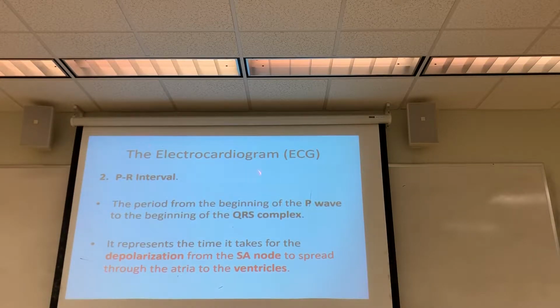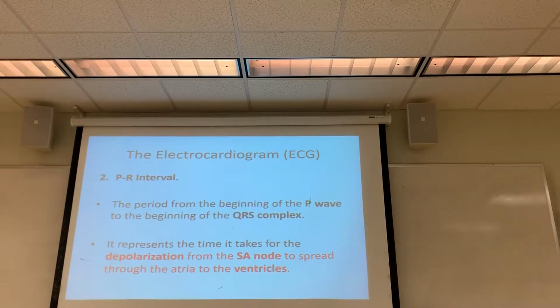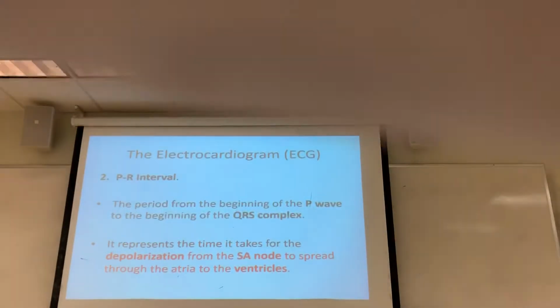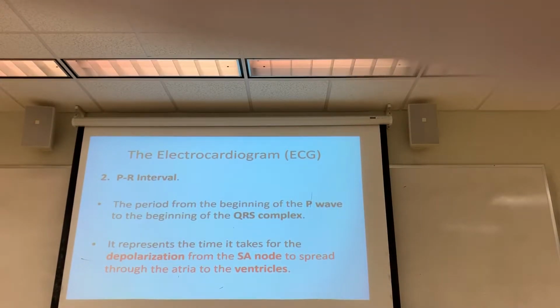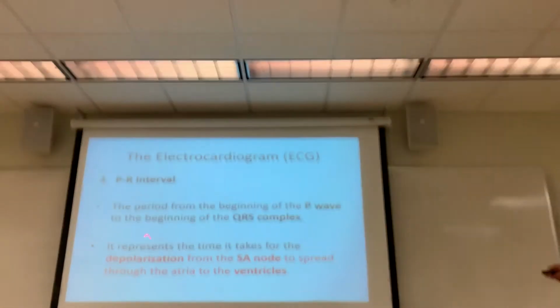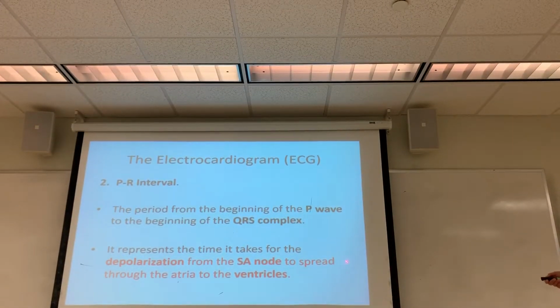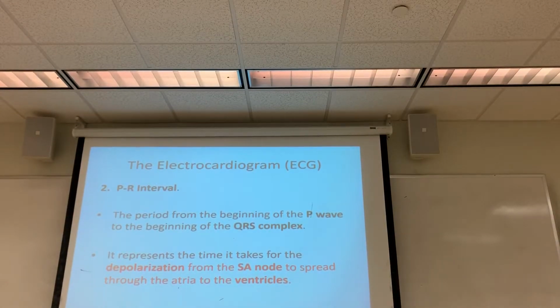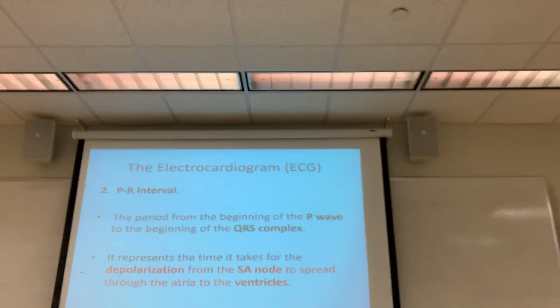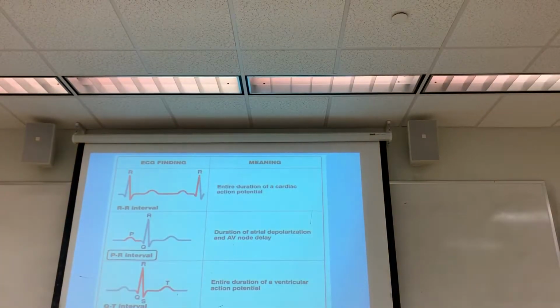So again, if you look here, there's a period from the P wave to the QRS. It is a period from depolarization of the atria to the depolarization of the ventricles, right? Because QRS is the depolarization of the ventricles. So it is the time that it takes for depolarization from the SA node to spread through the atria to the ventricles. It covers depolarization of the atria and depolarization of the ventricles. So that is the P-R interval.